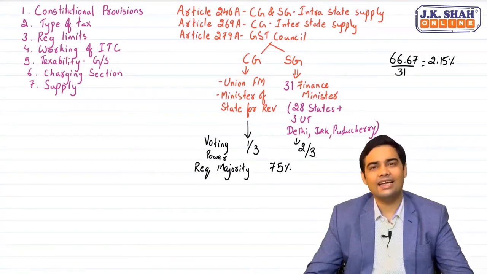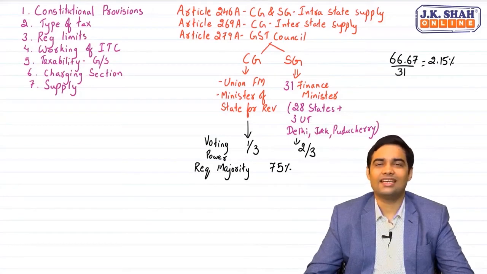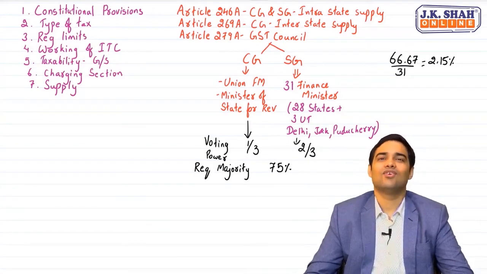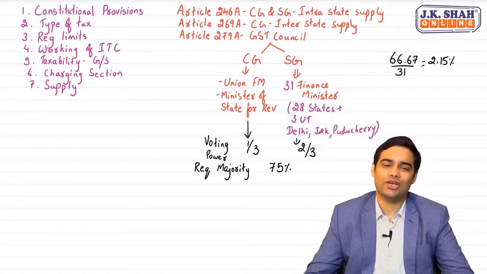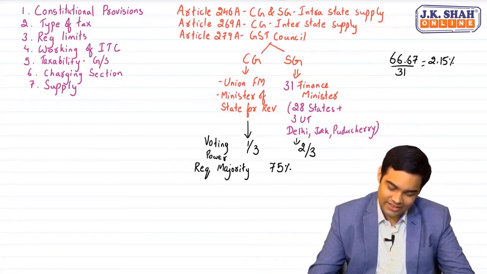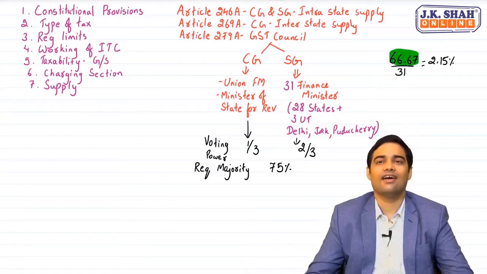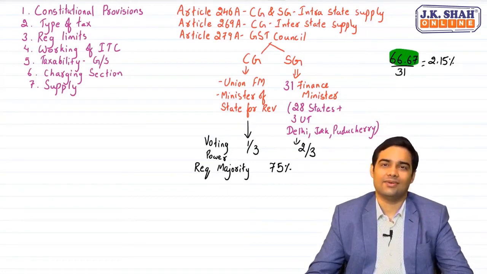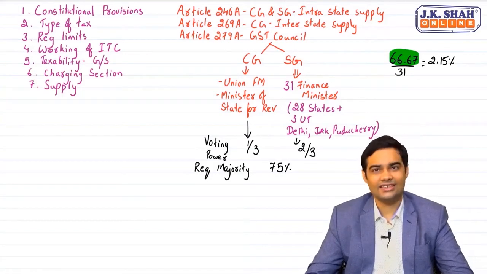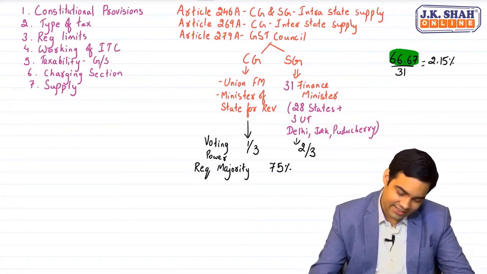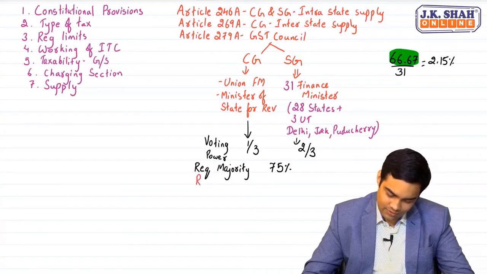It is clearly visible that when we say 75%, it is impossible for all the state governments to come together and pass a decision. Why? Because the majority required is 75, while the share which they have is 66.67%. Clear with this?